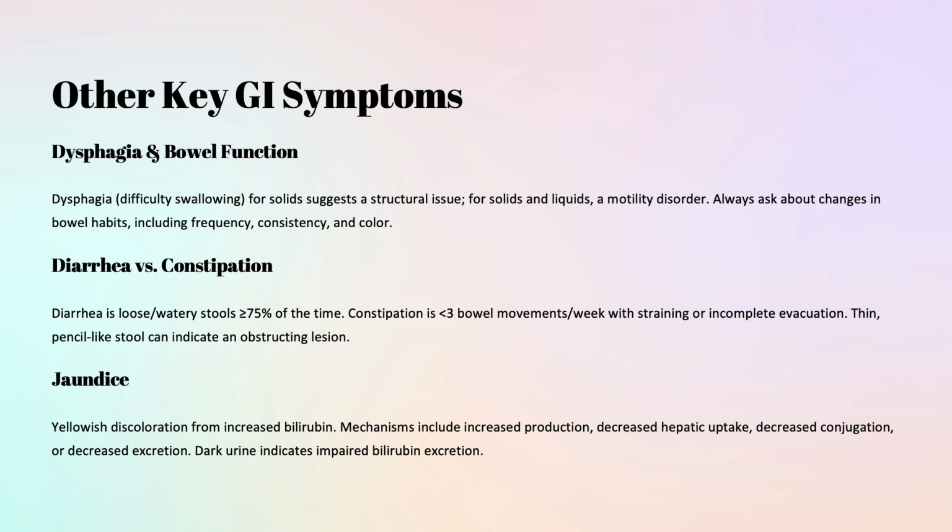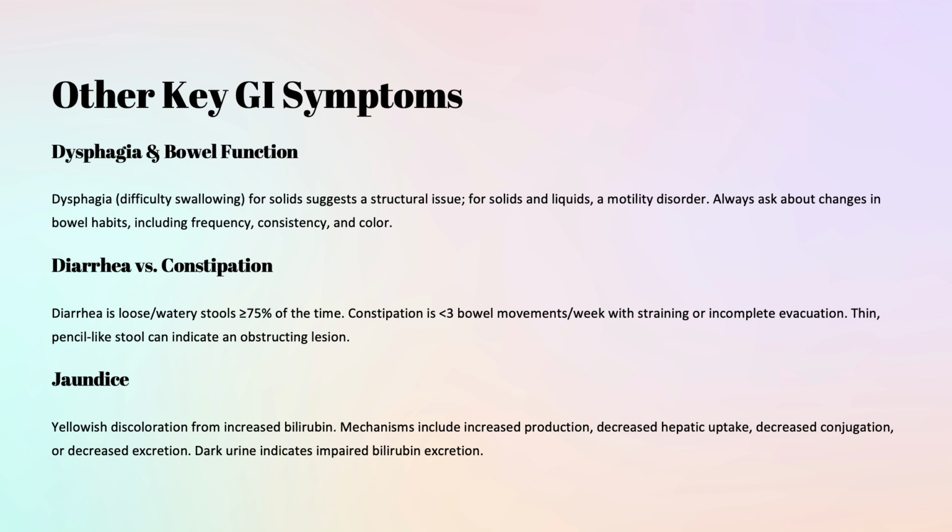So for bowel function, it may be diarrhea or constipation. Diarrhea is loose watery stools more than 75% of the time, while constipation is less than 3 bowel movements per week with straining or incomplete evacuation. If the patient complains of a thin pencil-like stool, it could be indicative of an obstructing lesion, such as a fungating mass on the left side of the colon.